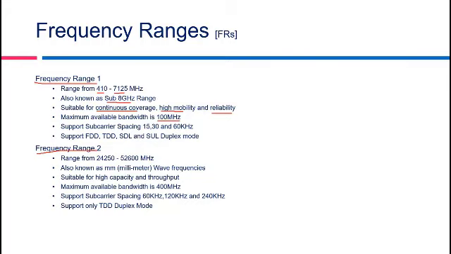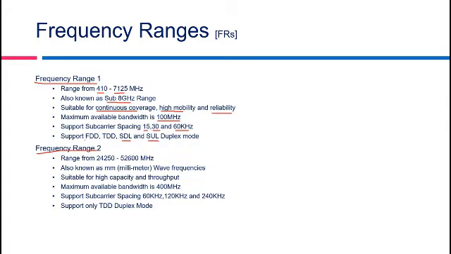As we know, 5G supports different subcarrier spacing, and within FR1 we can use 15 kHz, 30 kHz and 60 kHz subcarrier spacing. The bands available within frequency range 1 can support FDD, TDD, supplement downlink and supplement uplink duplex modes, which means they are capable of supporting all duplex modes.